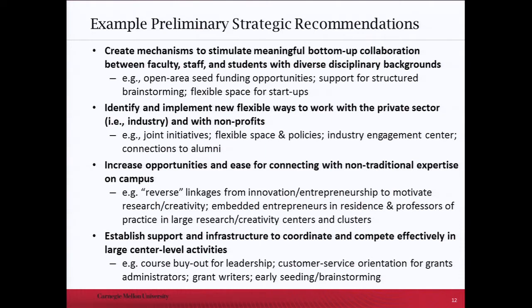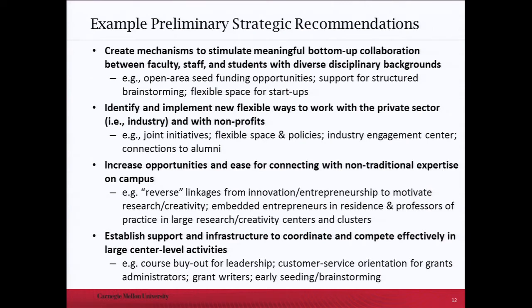The second strategic recommendation, these are all straw man, of course, is to identify and implement new flexible ways to work with the private sector. So what we mean by that is, can we think out of the box about how we work with industry in the research, creativity, innovation, and entrepreneurship enterprise that we have, and maybe working with nonprofits and other external entities other than, of course, the federal government. This could include flexible space policies, different types of industry engagement centers other than the standard contract type of approach. And how do we leverage our alums in creative ways?